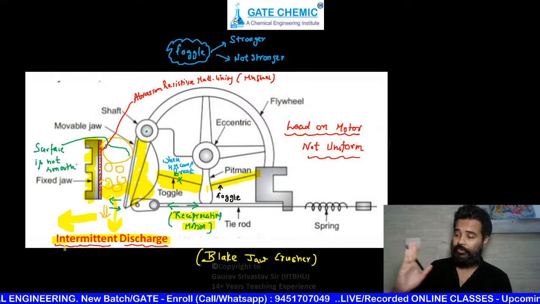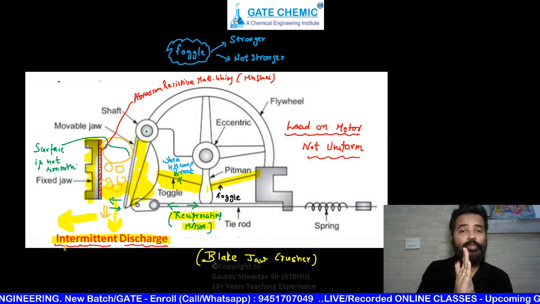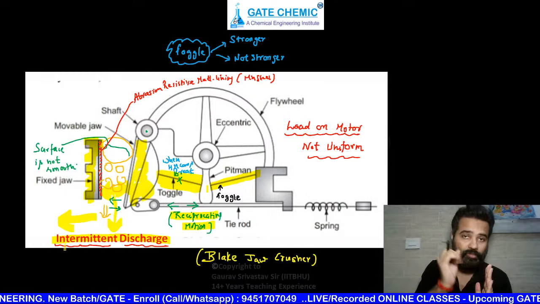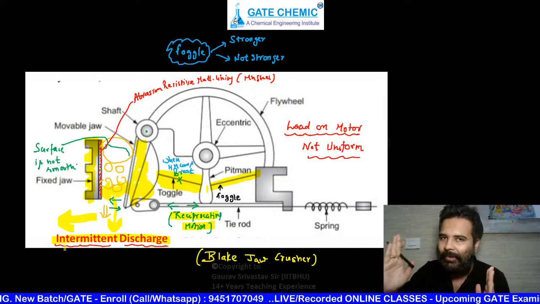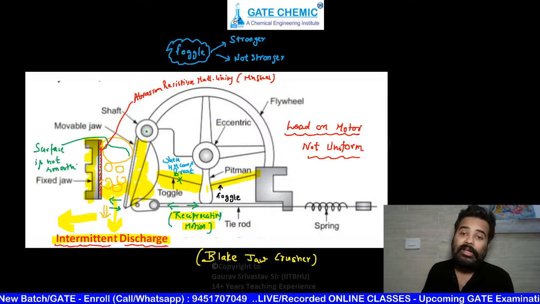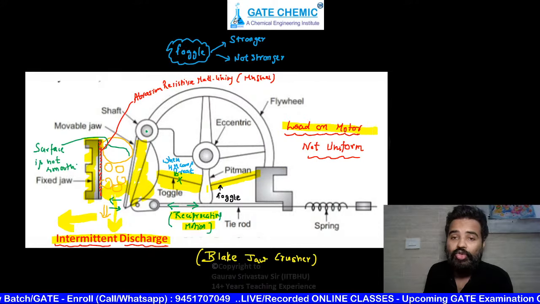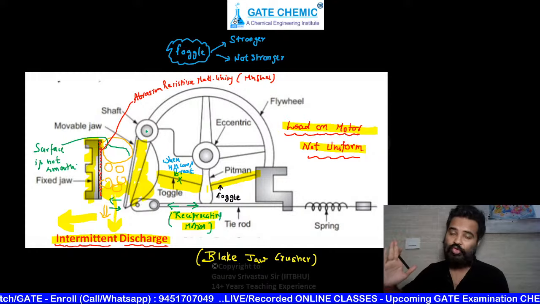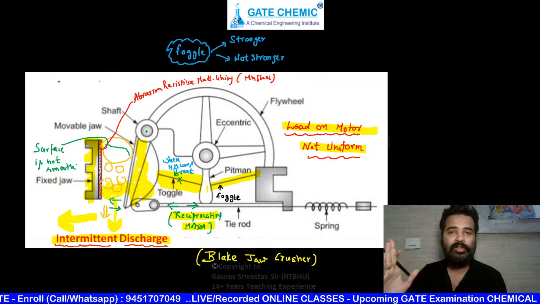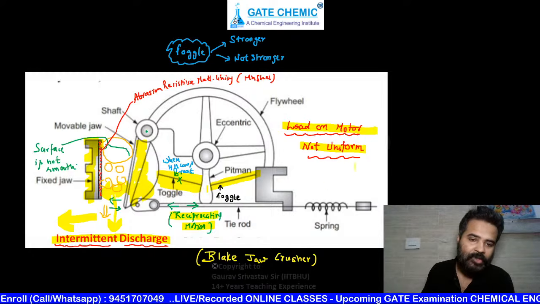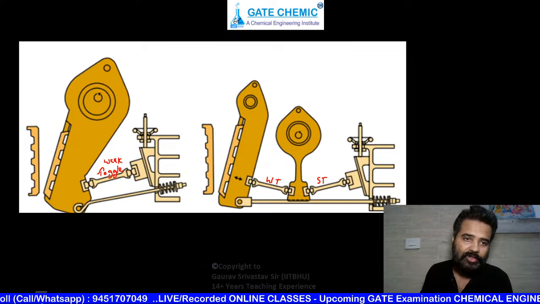Also, when it is going in the forward direction, it breaks and pressurizes the feed, so it needs more power. Going forward to break needs more power, coming back needs less power. That's why the load on the motor is also not uniform. When it is going in this direction, high load. When it is going in this direction, less load. Okay, so this is your black jaw crusher.